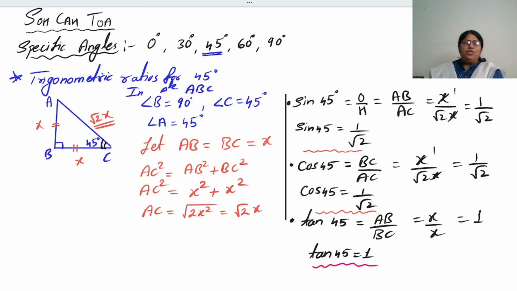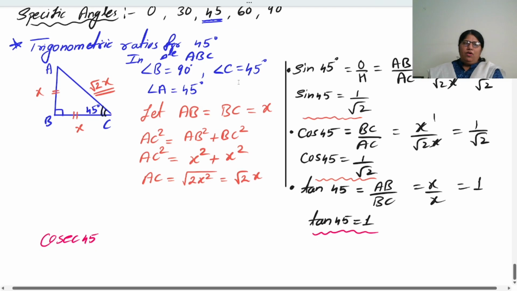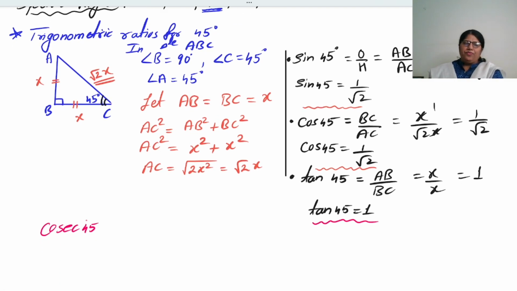So this is the derivation, because sometimes they ask how to find the reciprocals, because we need to find cosec 45 also. Now cosec 45, you all know that cosec is the reciprocal of sine. So 1 by sine 45, you can just take the reciprocal of 1 by root 2, which is going to be root 2. Then sec 45, which is the reciprocal of cos 45, that value is also going to be root 2.